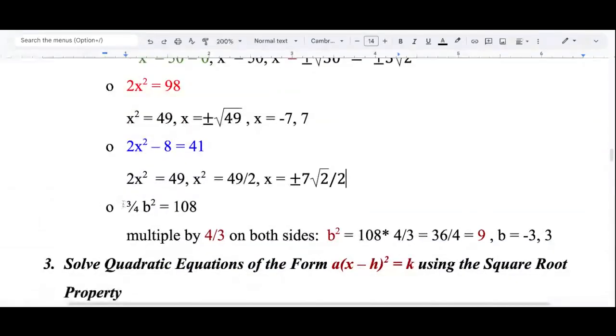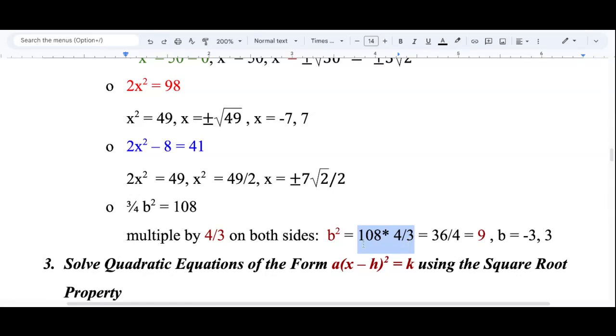Let's see this one. 3/4 b squared equals 108. So we would multiply 4 over 3 on both sides, because 3/4 multiplied by 4 over 3 gives 1. So 108 times 4 over 3. Is 108 divisible by 3?